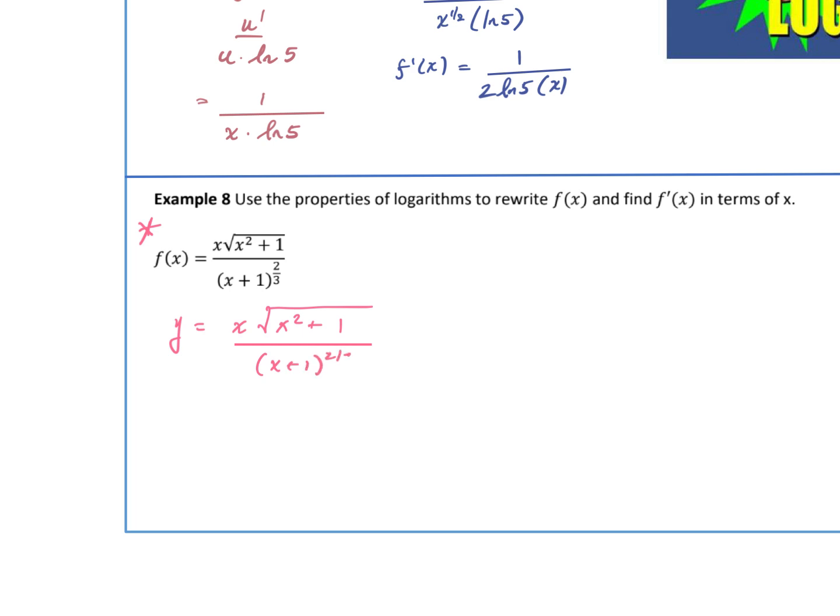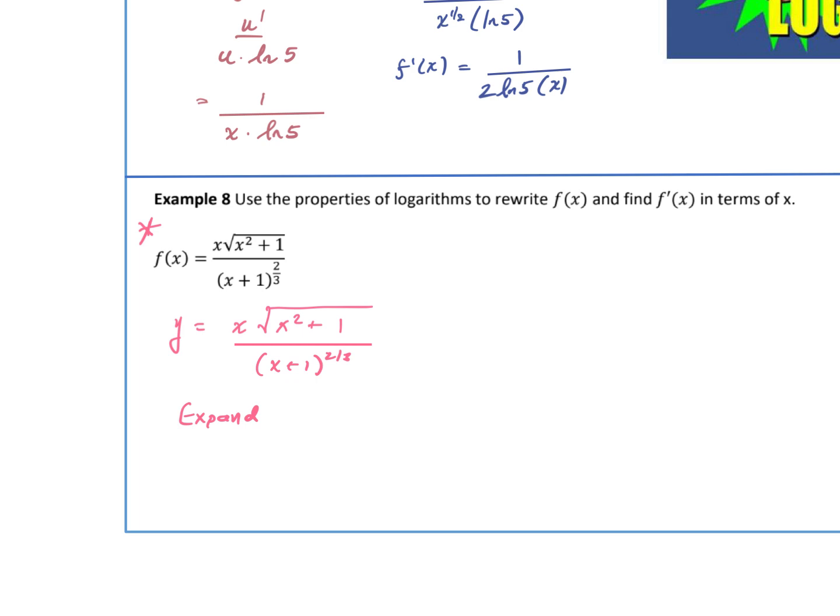x plus 1 to the 2/3 power. If you remember with logs, you have all these properties where you can bring the exponent down in front. You can make multiplication addition. You can make division subtraction. So that's what we're going to do. We're going to expand this into multiple terms.